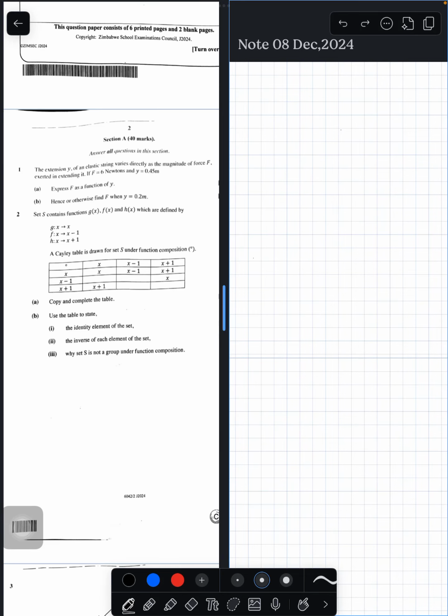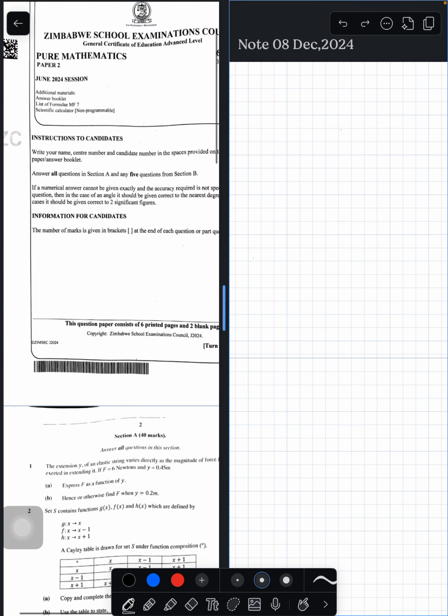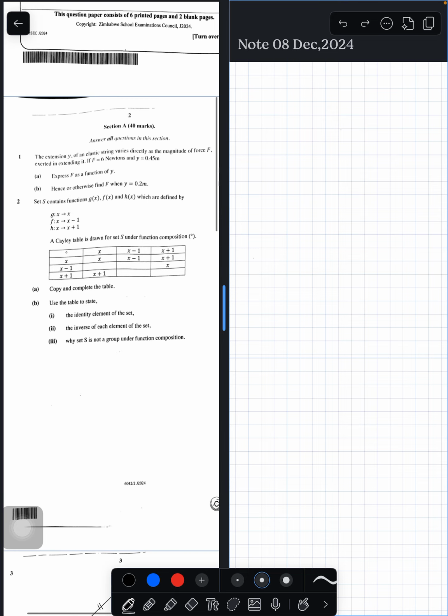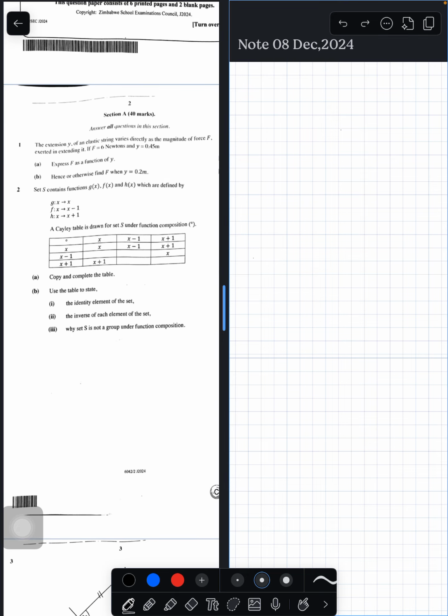In this video, we're going to be looking at June 2024 A-Level Pure Maths Paper 2. Right, let's get on and solve it. Number 1 says the extension y of an elastic string varies directly. So we have y, which is varying directly as the magnitude force F.